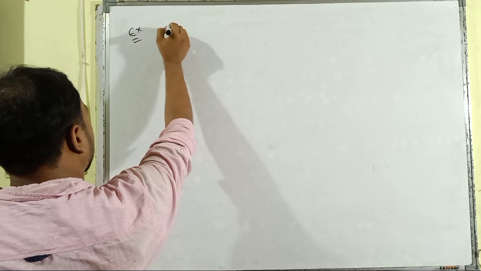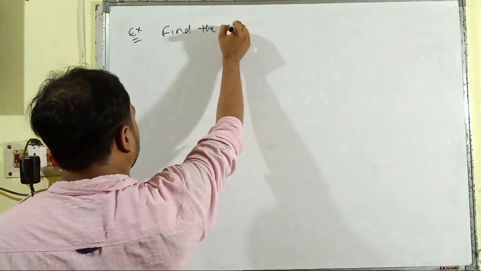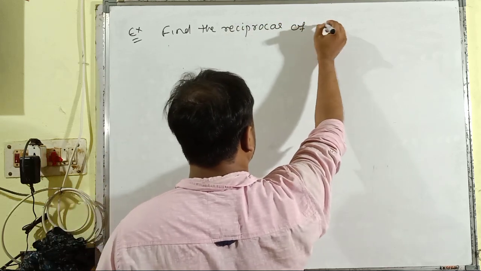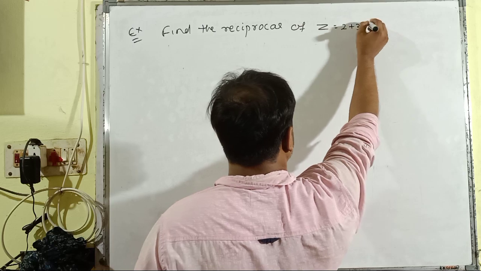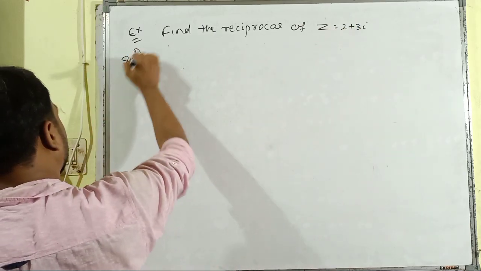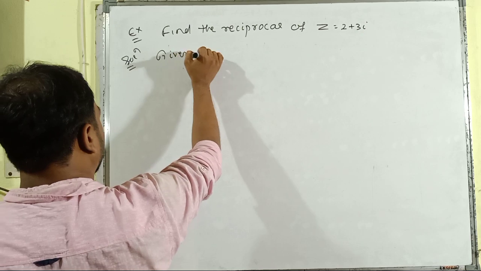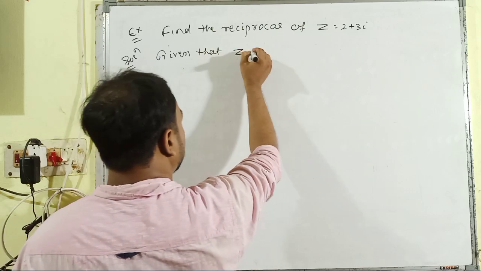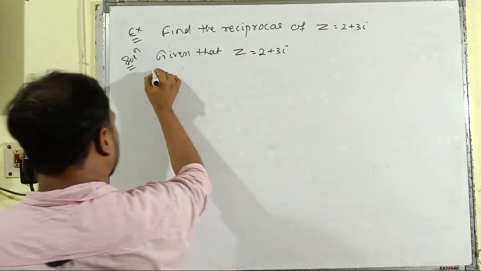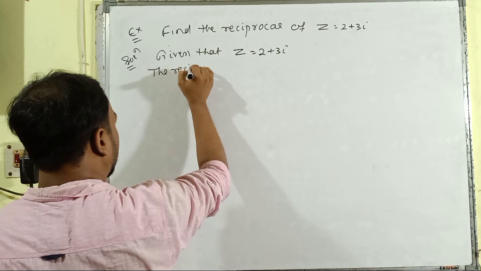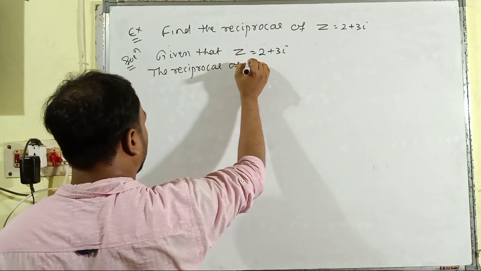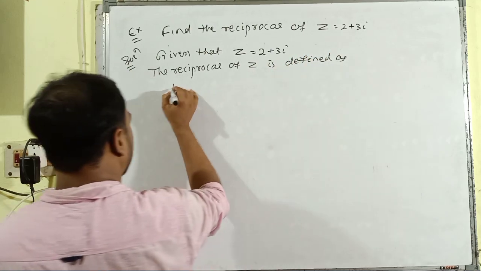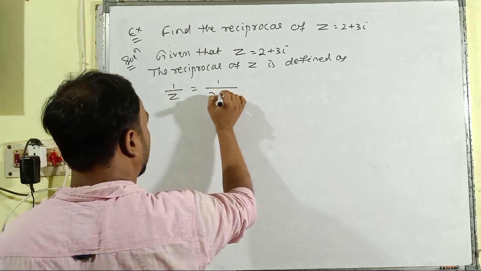Example: find the reciprocal of z is equal to 2 plus 3i. So first of all we have to start from the given conditions here, and it is given that a complex number is in the form of z is equal to 2 plus 3i. The reciprocal of z is defined as 1 upon z, that is 1 upon 2 plus 3i.